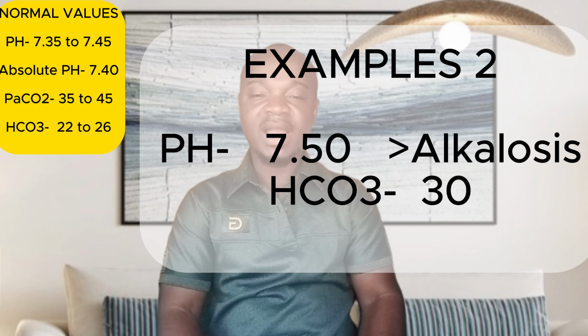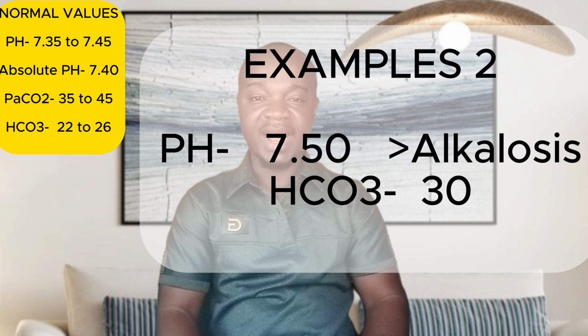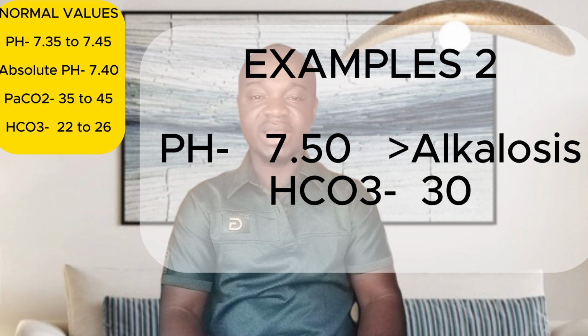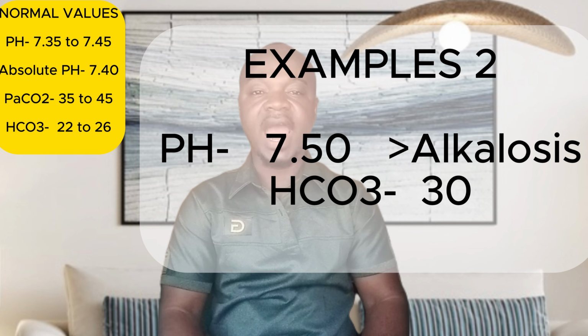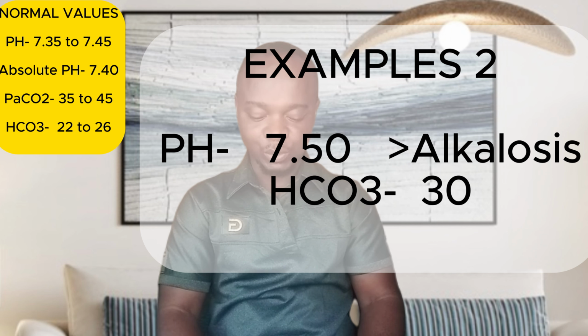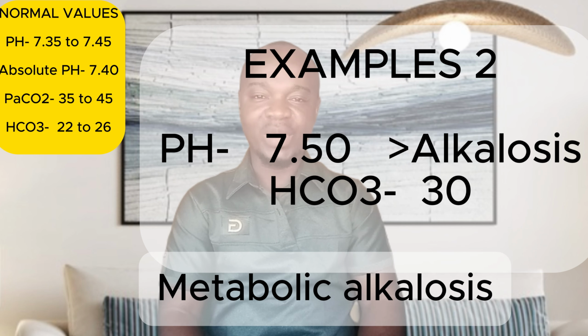When you look at the HCO3, which is the bicarbonate, the normal range is 22 to 26. Now, the HCO3 is 30 here, which is going high. At the same time, the pH is also going high. So, since they are moving in the same direction, the acid base is what? Metabolic. So, we have metabolic alkalosis. I'm sure you are understanding this particular method well.